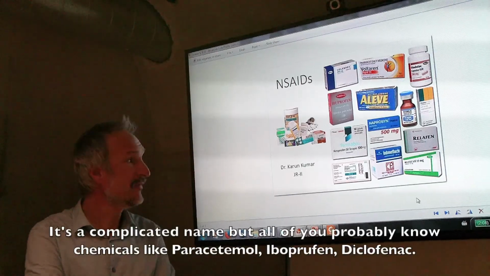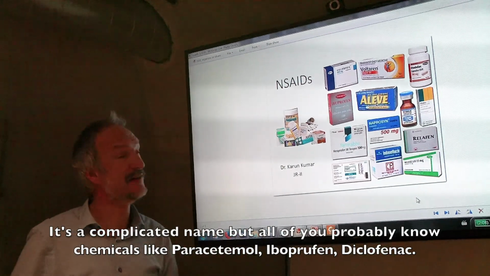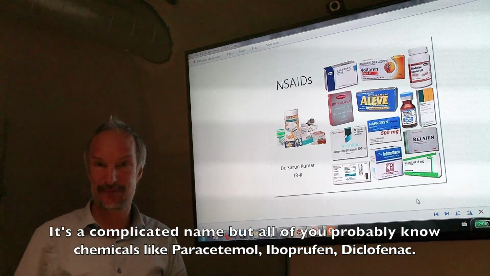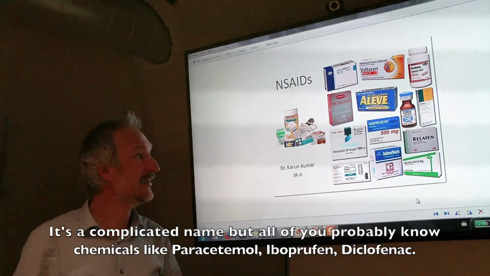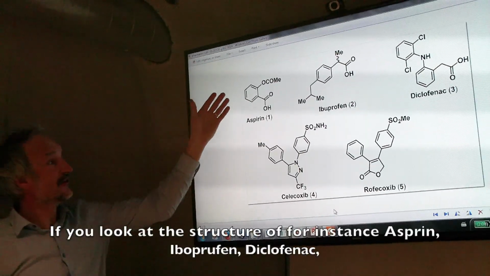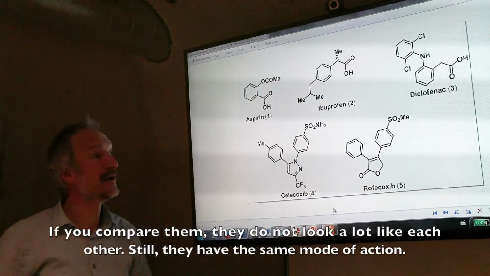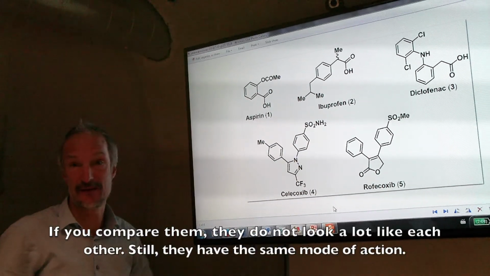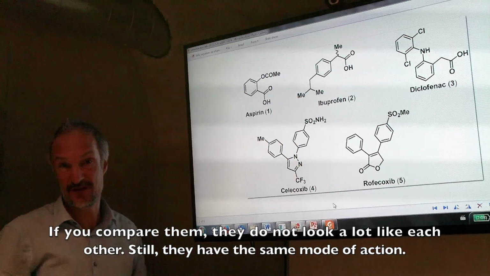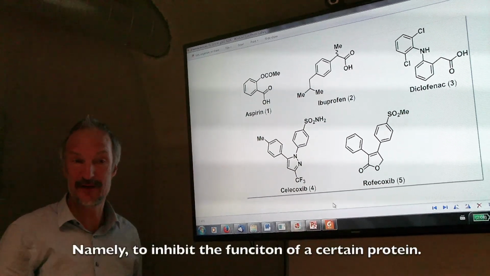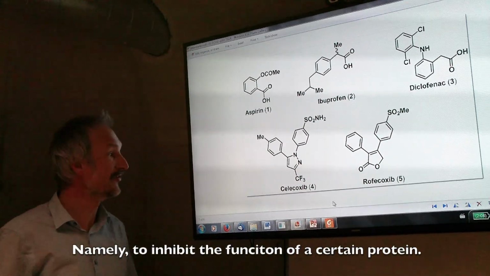It's a complicated name, but all of you probably know chemicals like paracetamol, ibuprofen, diclofenac. If you look at the structure of, for instance, aspirin, ibuprofen and diclofenac, if you compare them, they do not look a lot like each other. Still, they have the same mode of action, namely to inhibit function of a certain protein.